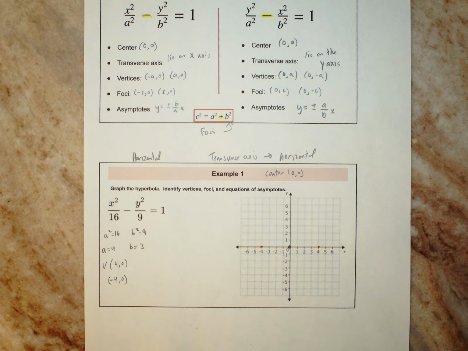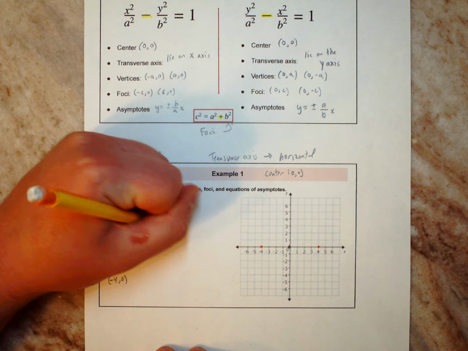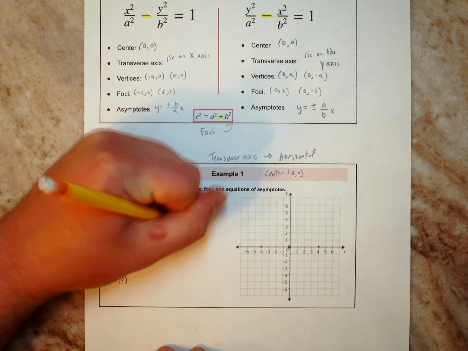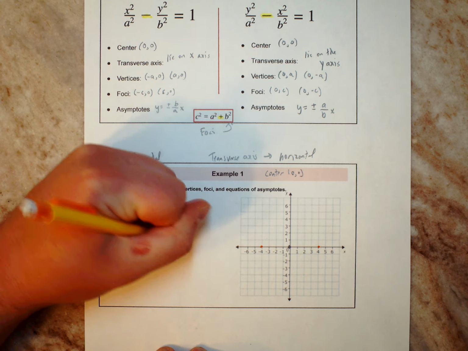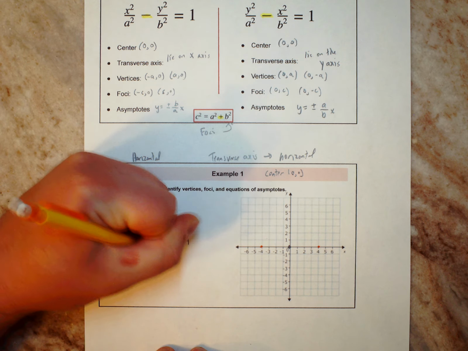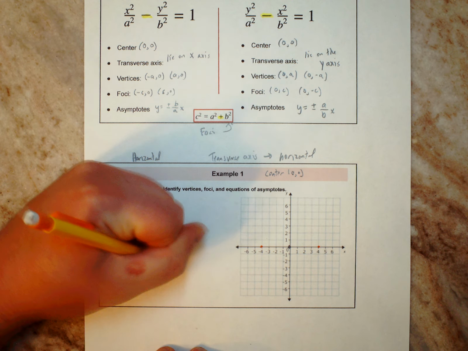Now I'm going to get my foci. In order to get the foci, I'm going to use the equation c squared equals a squared plus b squared. C squared equals 16 plus 9. So c squared equals 25. So that means c equals 5.